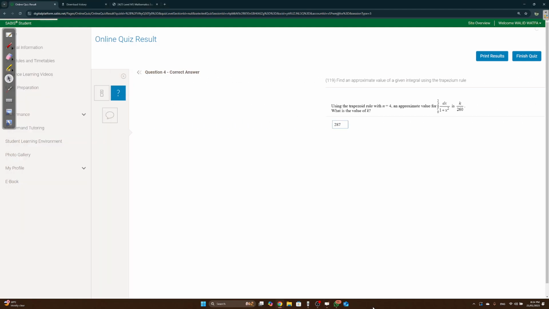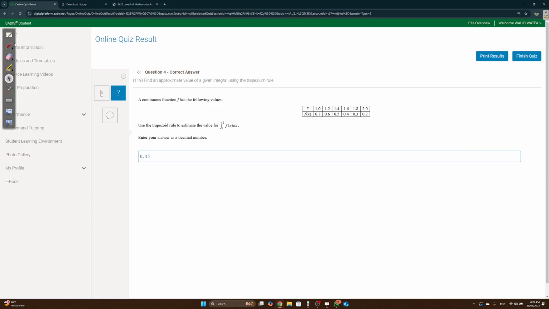Question 4. How long is this recording? Okay, they gave you the table. Again, trapezoid rule. Enter your answer as decimal number. The only thing you need to do is h over 2 and then the formula, alright? I'm not gonna write it all. So we have everything here, but what we need to know is what is the value of h.